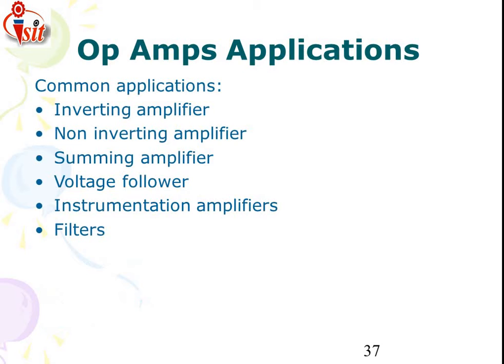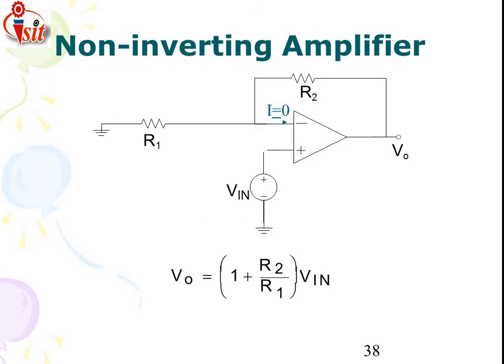Then op-amp applications. The common applications of the op-amp we know very well are the inverting amplifier, non-inverting amplifier, summing amplifier, voltage amplifier, instrumentation amplifier and the filters. Then the non-inverting amplifier: once we apply the input to the negative terminal of the op-amp, that type of amplifier is called an inverting amplifier, and once we apply the input voltage to the positive terminal of the op-amp, we call it a non-inverting amplifier.